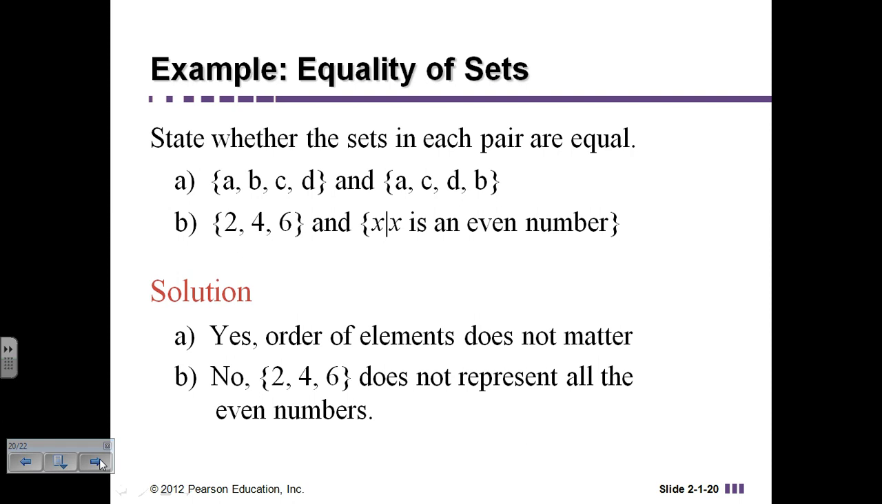If I looked at example B, the numbers 2, 4, and 6 are in the first set, and the second set is the values of x such that x is an even number. So although 2, 4, and 6 are even numbers, the second example includes all even numbers. So that would include 2, 4, 6, 8, 10, 12, 14, 16, 18, 20. So since it includes more numbers than the first set, they are not considered to be equal.